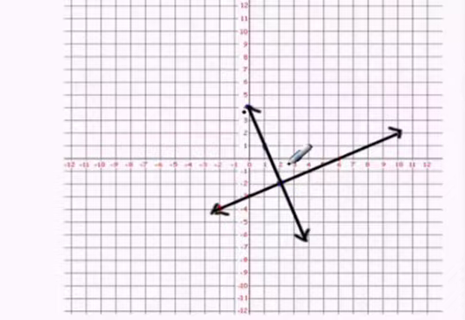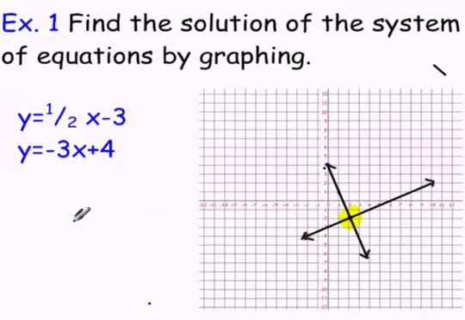If you'll notice, we cross at this point right here. We name that point. Our x-coordinate is 2. Our y-coordinate is -2. And that is our answer.